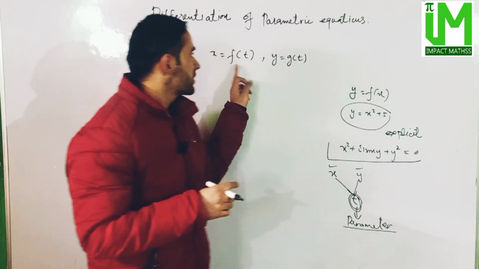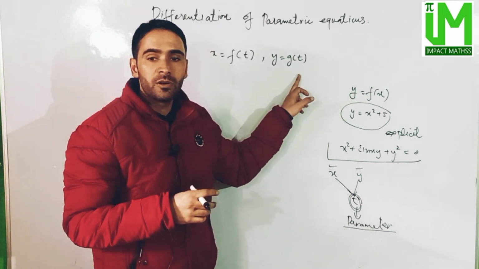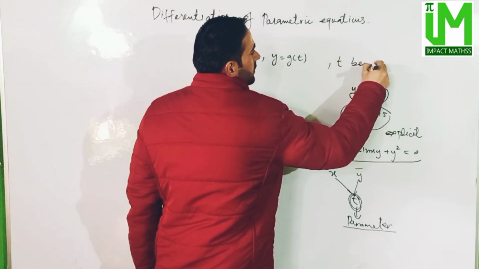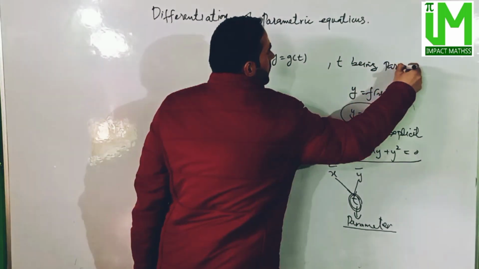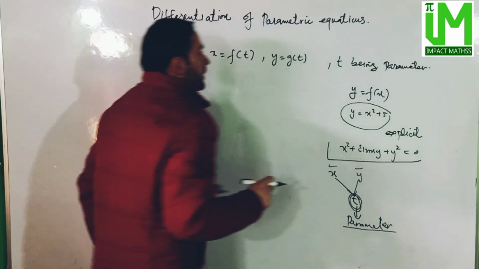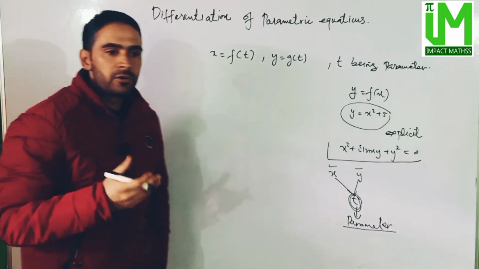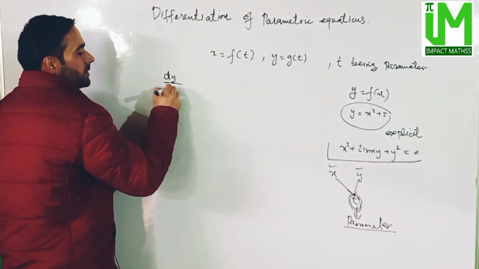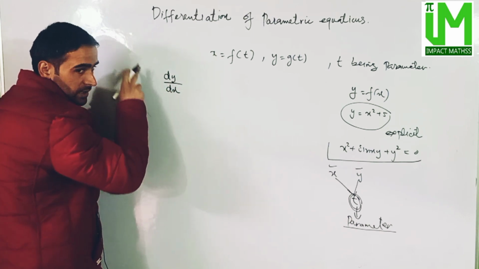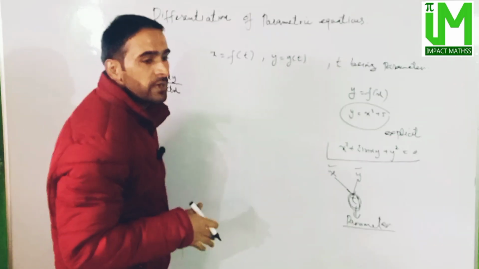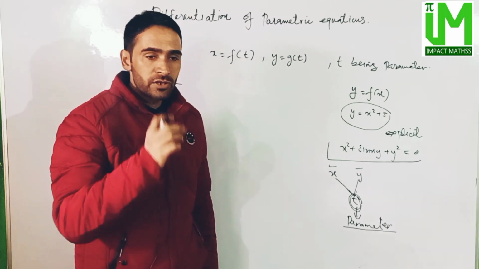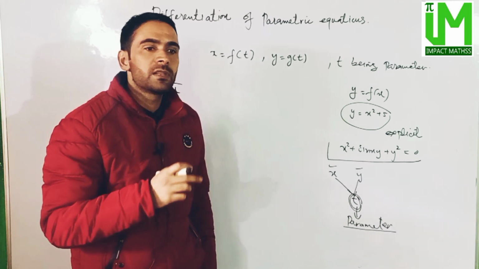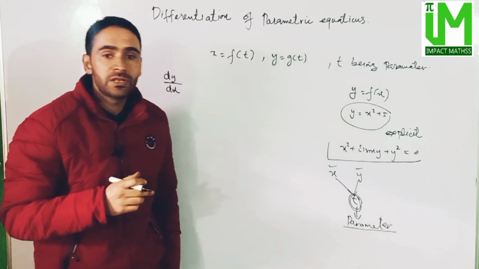So we have x is equal to f of t and y is equal to g of t, called the parametric equations, with t being the parameter. Now if we have to find the derivative of these parametric equations, say we have to compute dy by dx, as we have already been doing, whether it is dependent, implicit or explicit, and again if we are dealing with parametric equations, we will be finding dy by dx.